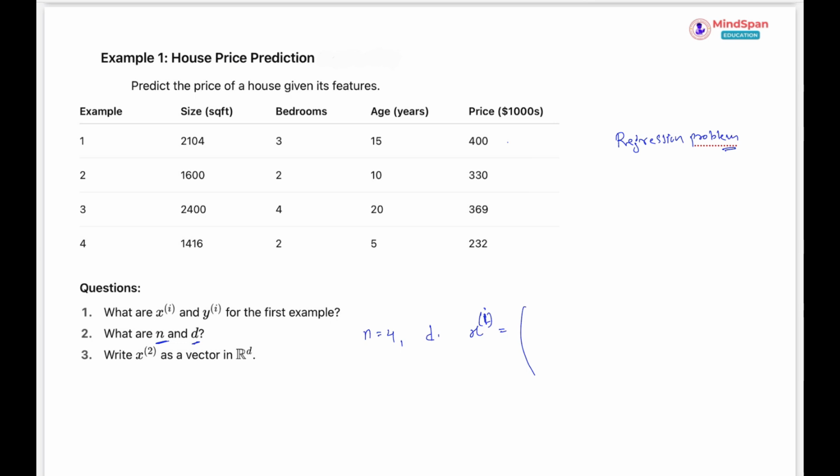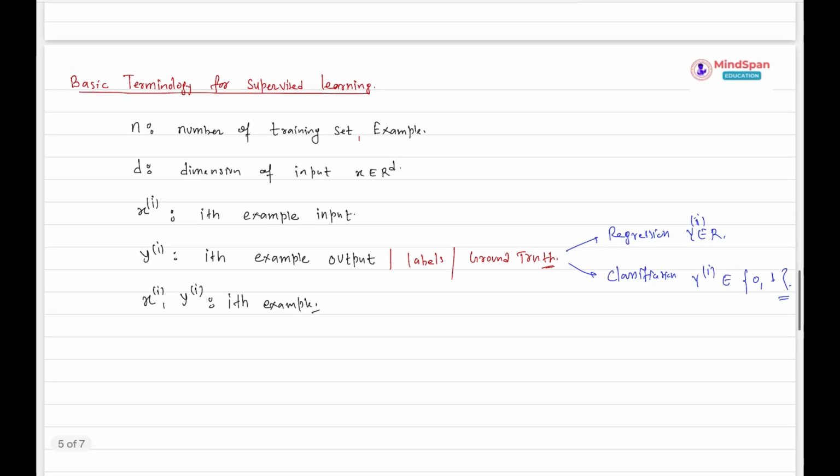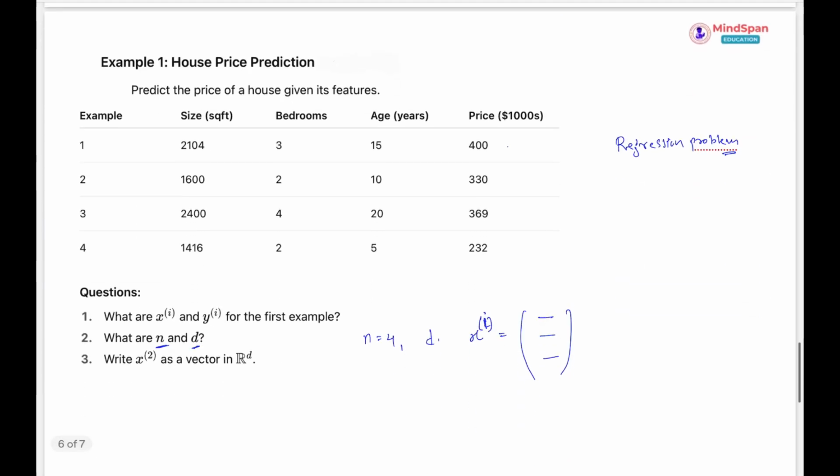So here D is nothing but the dimension of the input, right? Using 3 components we can list out these features, and we put these features as components of the vector, and we are going to call this an input vector.